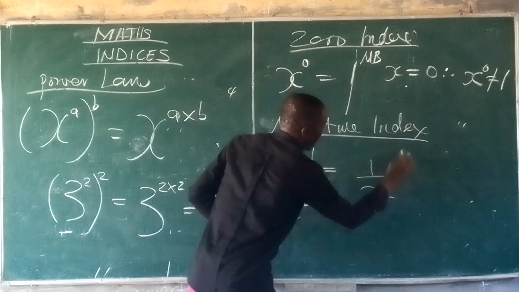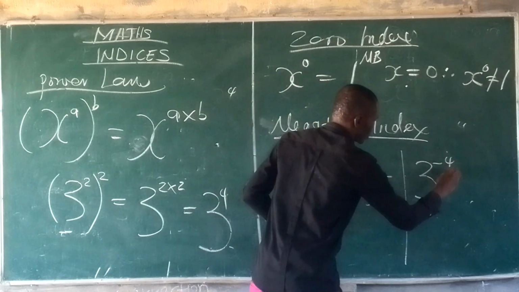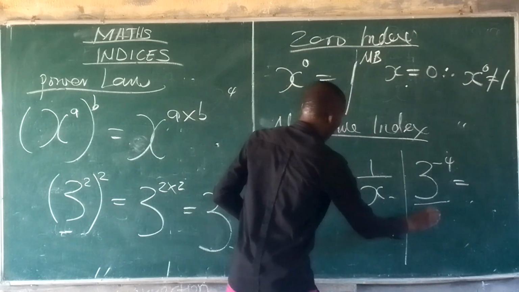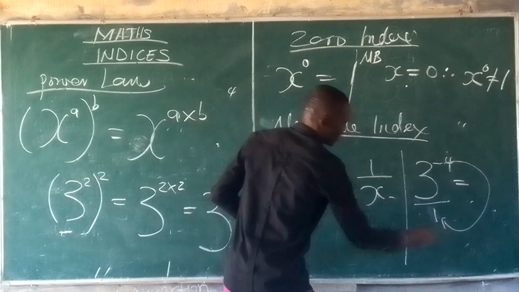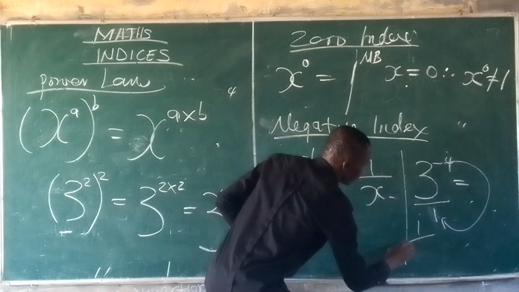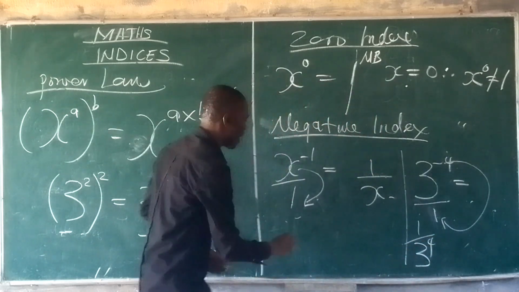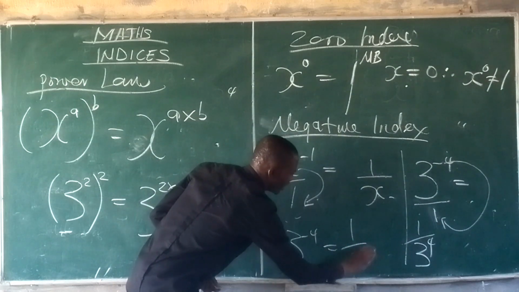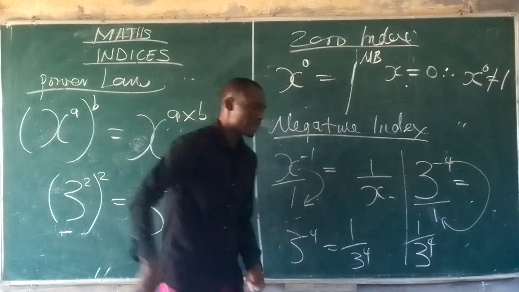Let's say I have 3 raised to the power of minus 4. When you move this index to the denominator, what you're going to have is 1 over 3 raised to the power of 4. So whenever you have 3 raised to the power of minus 4, it is the same thing as 1 over 3 raised to the power of 4. So this is all on the negative index.